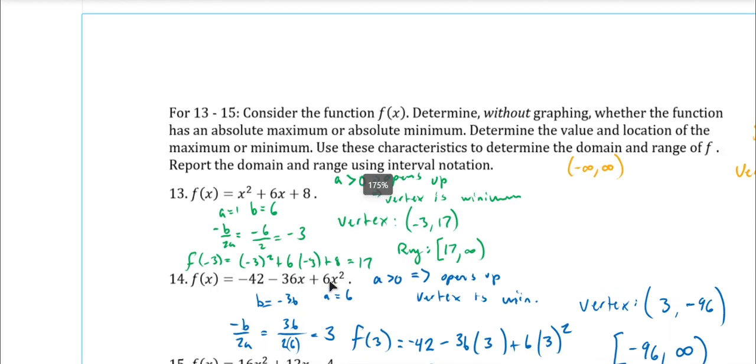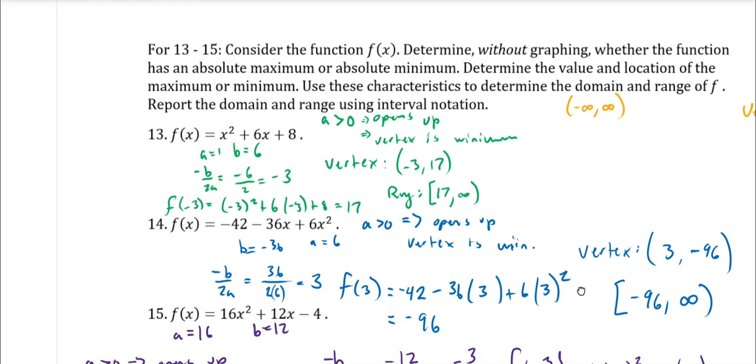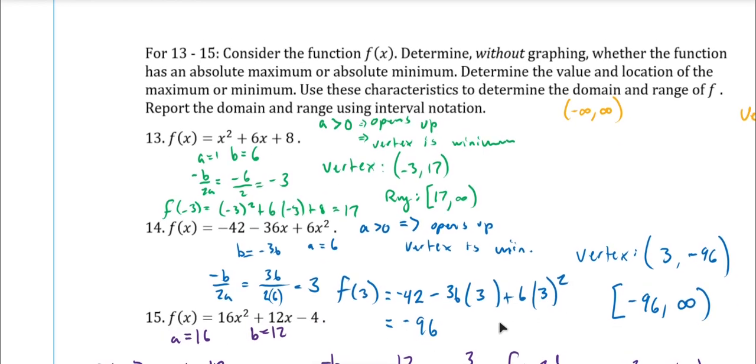Here, we need to be cautious because they've scrambled the order in problem 14. We need to make sure that we recognize a is the coefficient of x squared, not just whichever one they decided to put first. So our a is 6, our b is negative 36, and if we look at negative b over 2a, we find out that that is 3. If I plug in f of 3 here, I'm going to wind up with negative 96. Noting that this 6 is positive, we know this opens up and the vertex is a minimum. If it were negative, it would open down and the vertex would be a maximum. But now we find that the vertex is a minimum, and so we have this vertex at (3, -96).